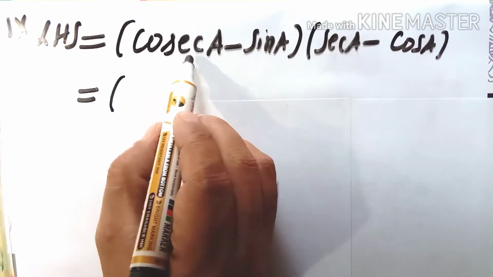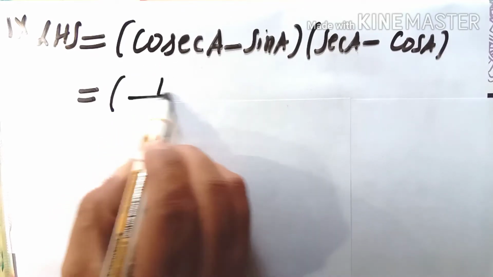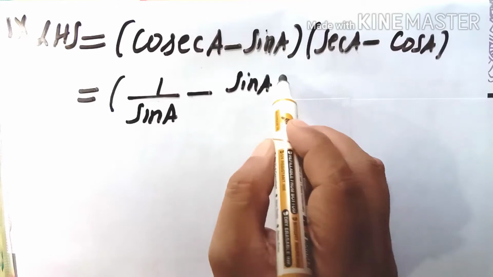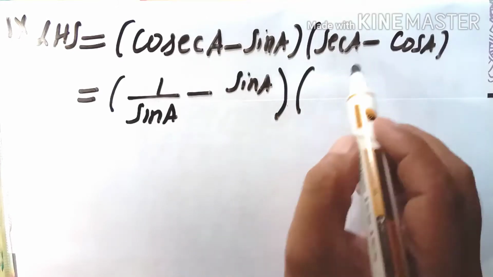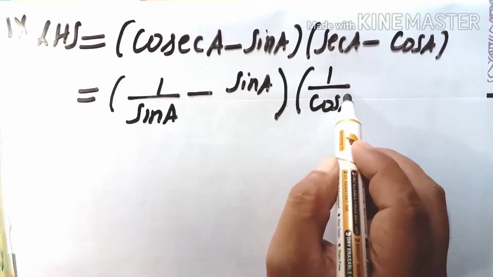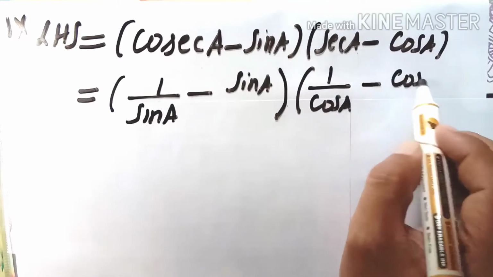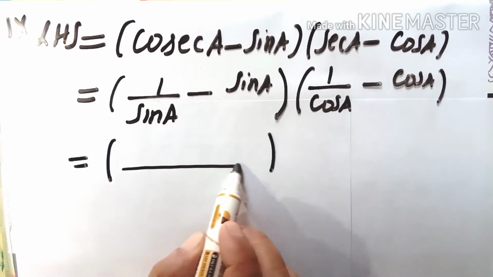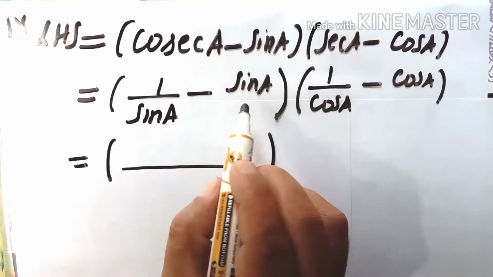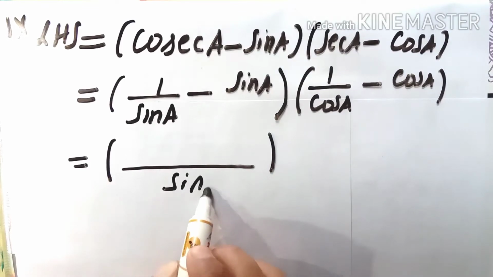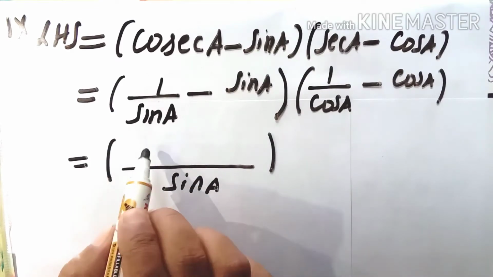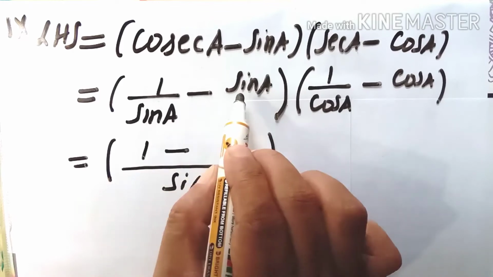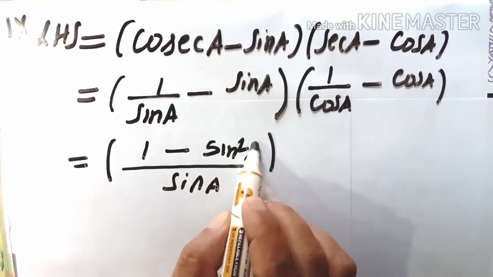The reciprocal of cosec A is 1 by sin A, minus sin A, you have to keep the same. Similarly, sec A is 1 by cos A, minus cos A, we need to keep the same. After that, within the bracket, since we have fractions, you'll have to take the LCM. The LCM of sin A and 1 is sin A. So now the numerator is 1 minus, taking cross multiplication, sin A into sin A equals sin² A.